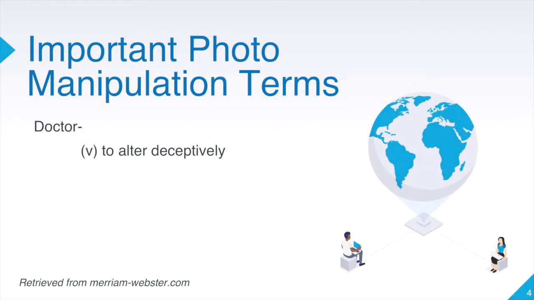So we're going to start by talking about a couple of important terms, just to make sure we're all on the same page. The first term is doctor. According to the Merriam-Webster dictionary, doctor means to alter deceptively. So when we say a photo or a video has been doctored, we mean that somebody has used some sort of software to change the way it looks in order to mislead.